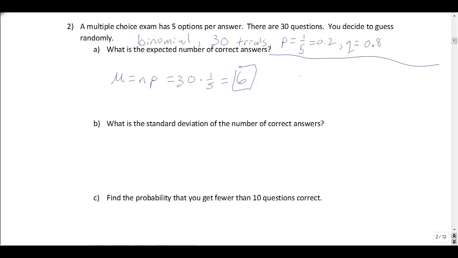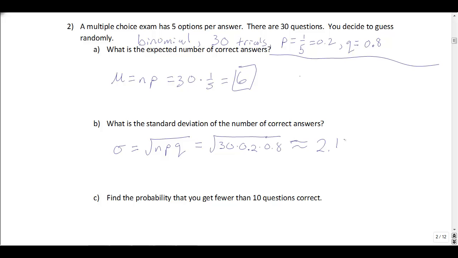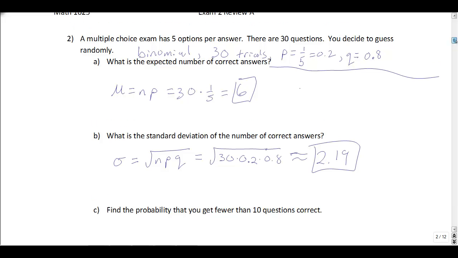Standard deviation. So what is the standard deviation? This one you can't really think through here. You just have to use the formula. And for a binomial distribution, the standard deviation is the square root of n times p times q. So for this particular example, n is 30, p is 0.2, q is 0.8. So you just go and calculate this. So we do the square root of 30 times 0.2 times 0.8, and we get like 2.19 maybe. That rounds to 2.19. That's really our standard deviation.